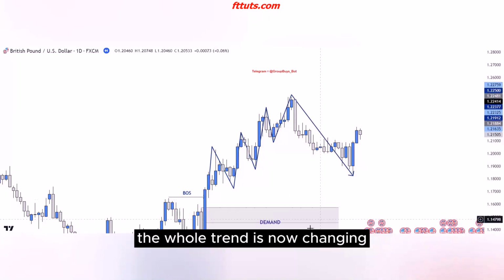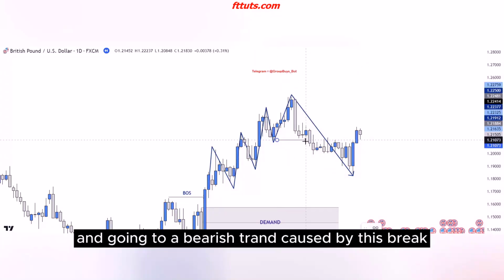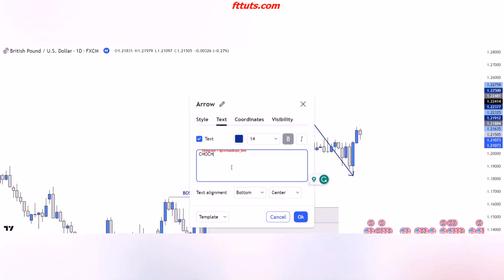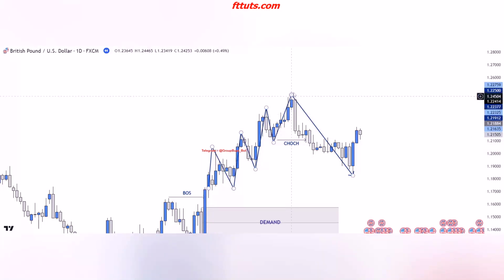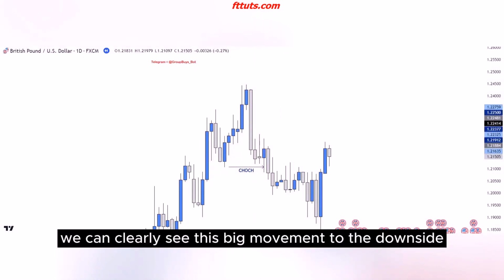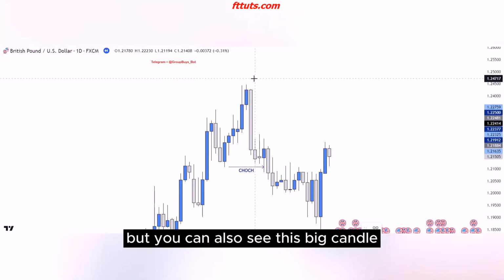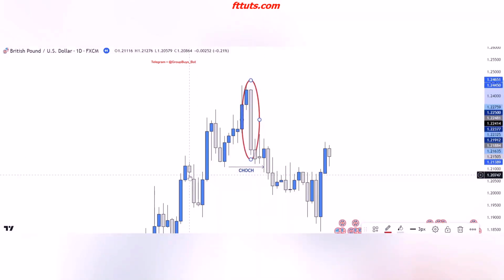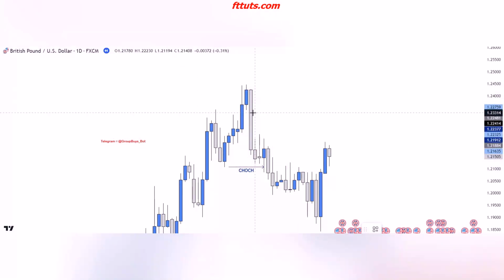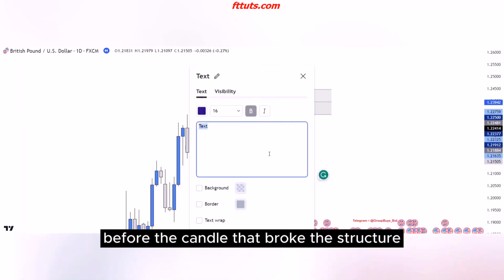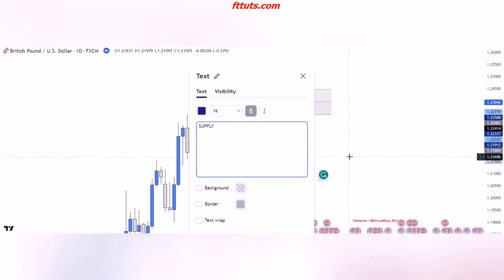The whole trend is now changing and going to a bearish trend caused by this break. We can clearly see this big movement to the downside, but you can also see this big candle that shows that the sellers are currently in control. So we will mark our supply this way, also the last candle before the candle that broke the structure, and this is our supply.